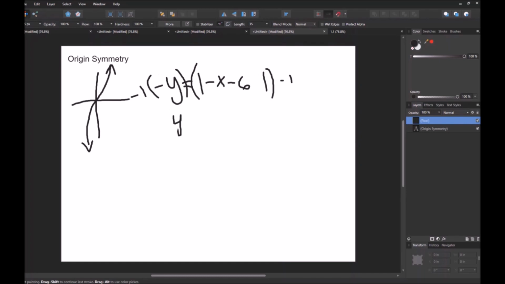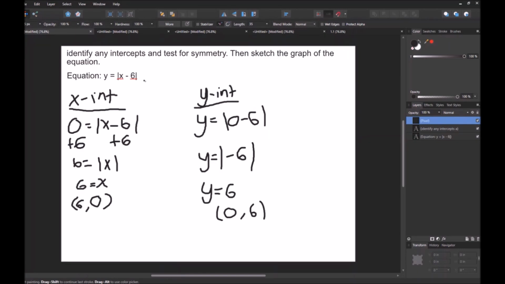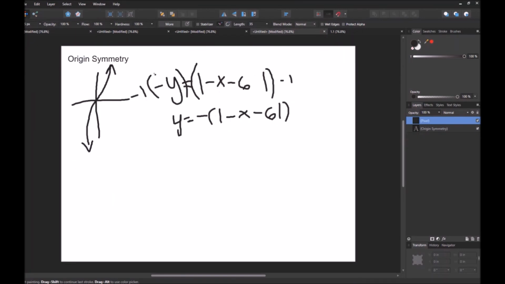So we get y equals negative times, and then you want to put this in parentheses, the absolute value of negative x minus 6. And we can see once again that this is just not the same equation as here. So we can say this is not symmetric with the origin.